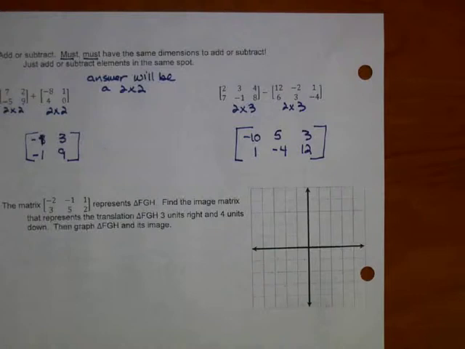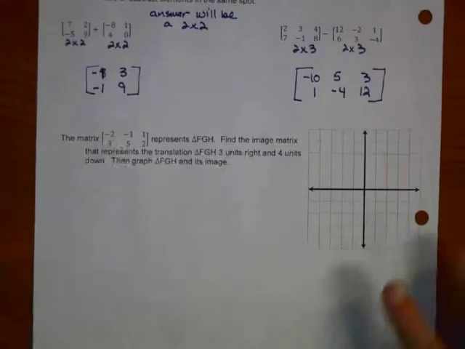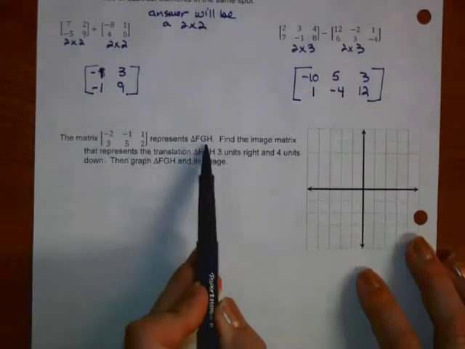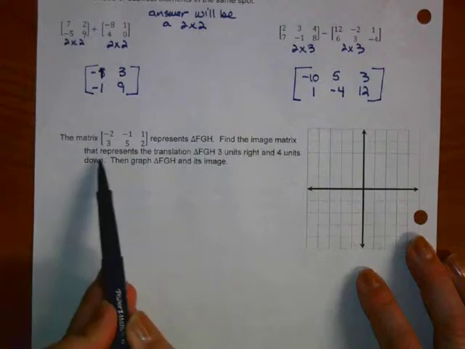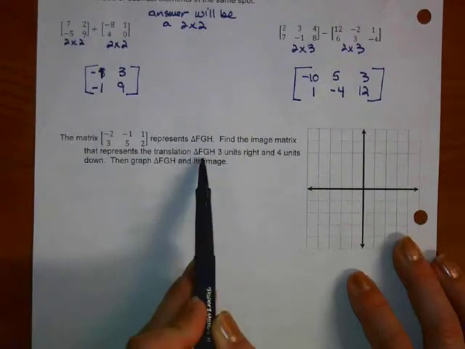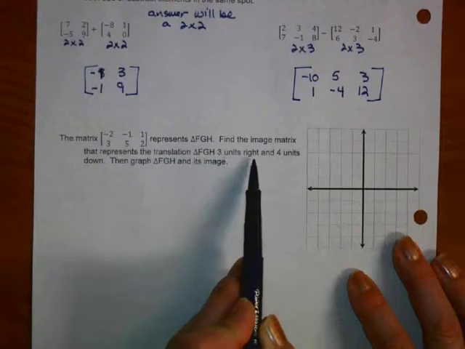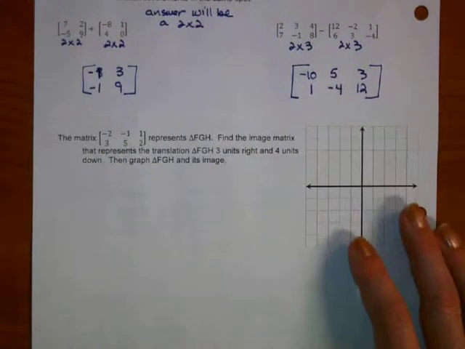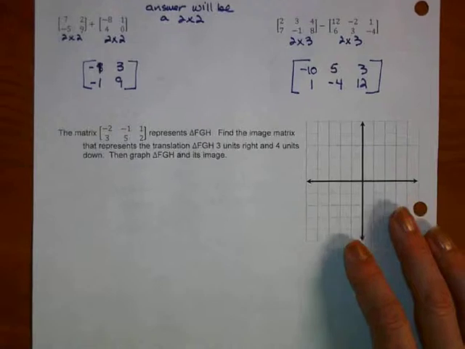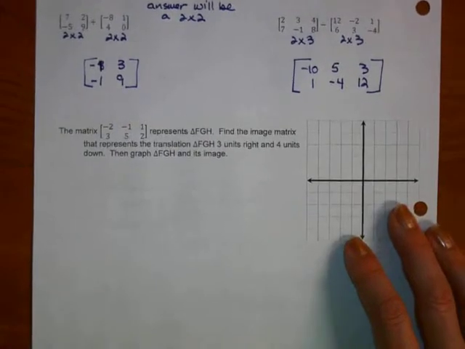Okay. So we're going to take that and now we're going to translate something. All right, the matrix here represents triangle FGH. Find the image matrix that represents the translation of triangle FGH if we go 3 units right and 4 units, excuse me, 4 units down. Then graph triangle FGH and its image.